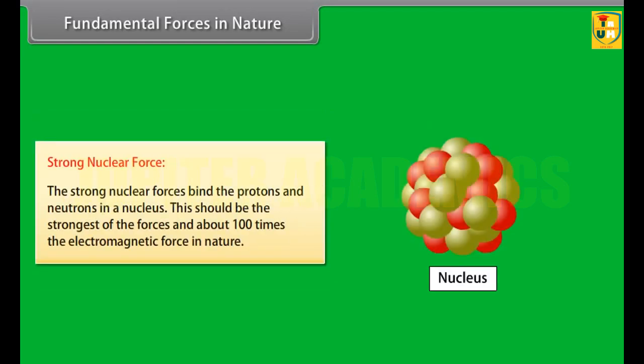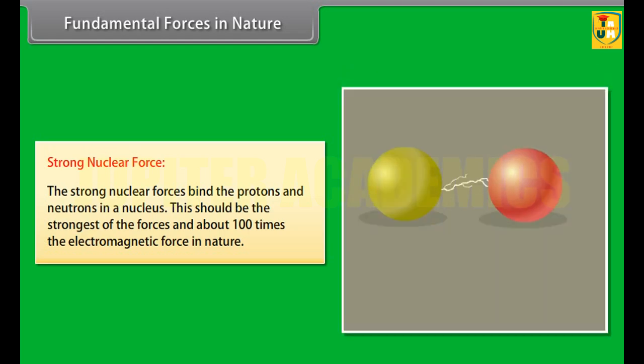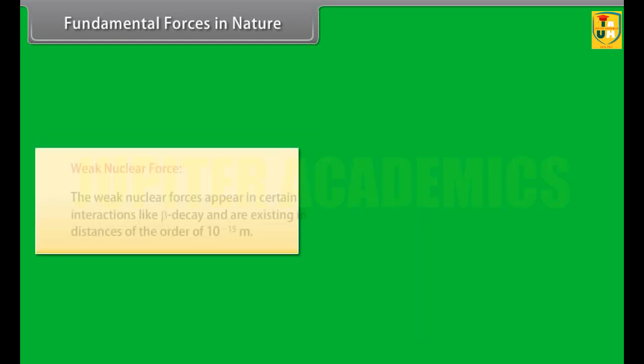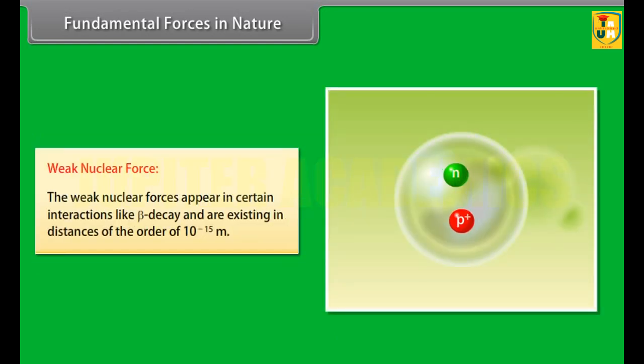The strong nuclear forces bind the protons and neutrons in a nucleus. This should be the strongest of the forces and about 100 times the electromagnetic force in nature. The weak nuclear forces appear in certain interactions like beta decay and exist at distances of the order of 10 raised to the power minus 15 meter.